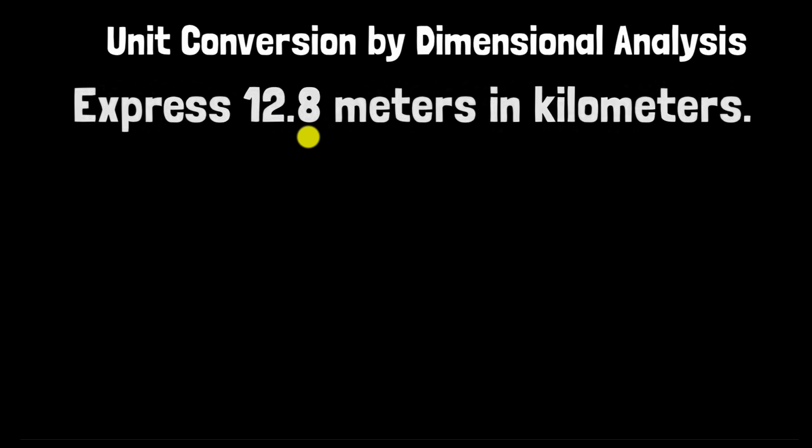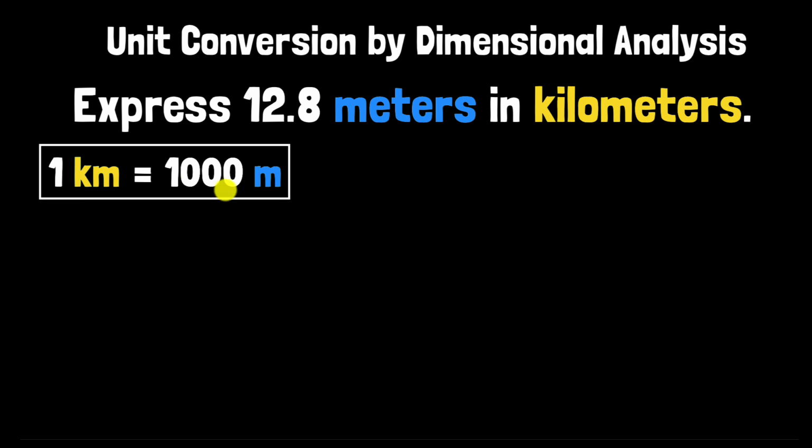All right, next question. Express 12.8 meters in kilometers. Why don't you pause this video and try this yourself first? Okay, so this time we have to convert from meters to kilometers. So again, the first step is to identify an equality that connects meters and kilometers. And that's the same thing that we saw before. A kilometer equals 1,000 meters. You could have also written this as 1,000 meters equals a kilometer. It doesn't matter. It's the same thing.